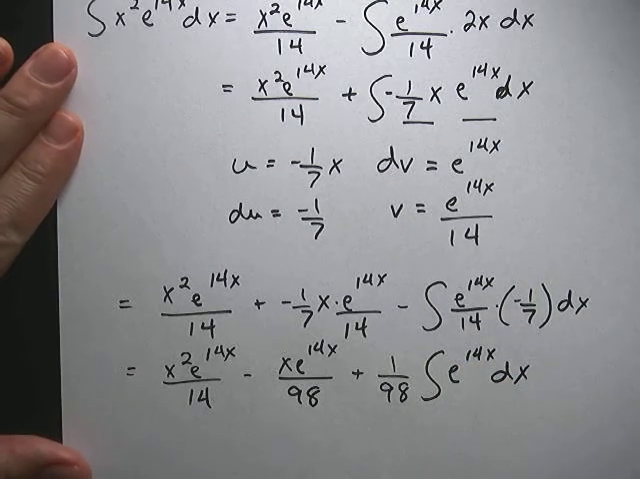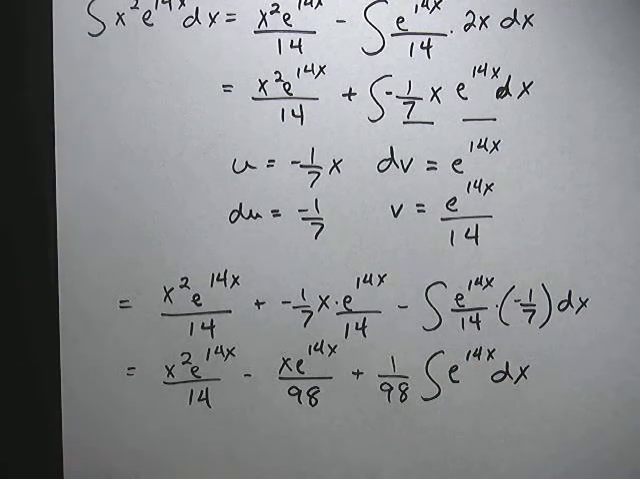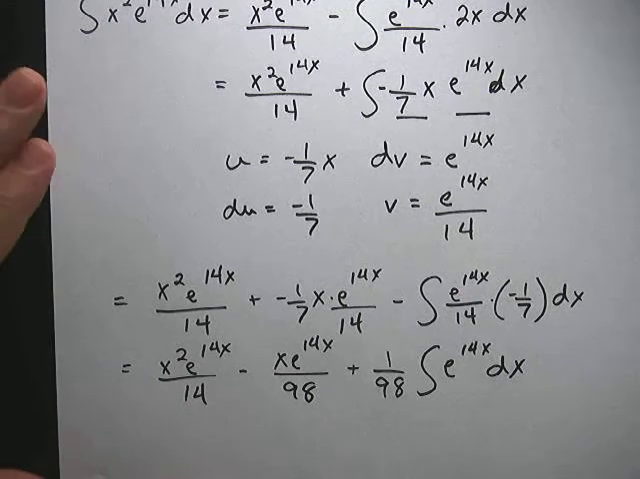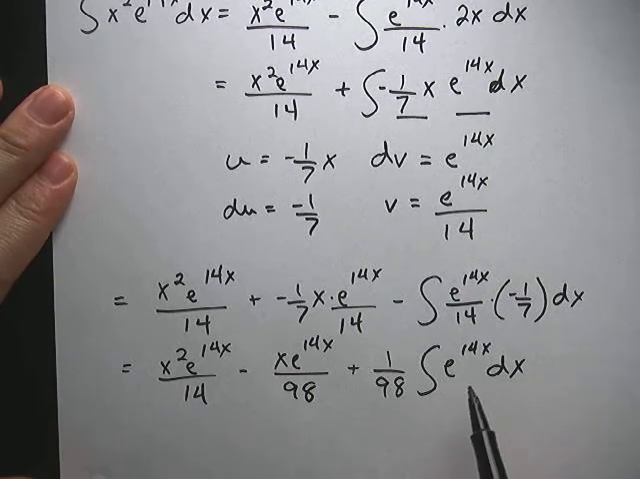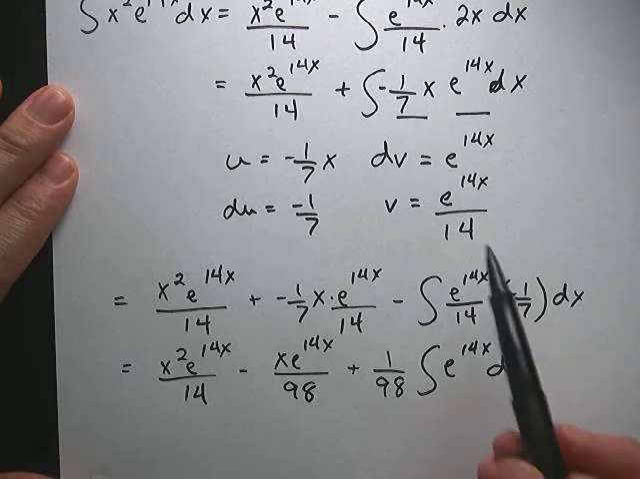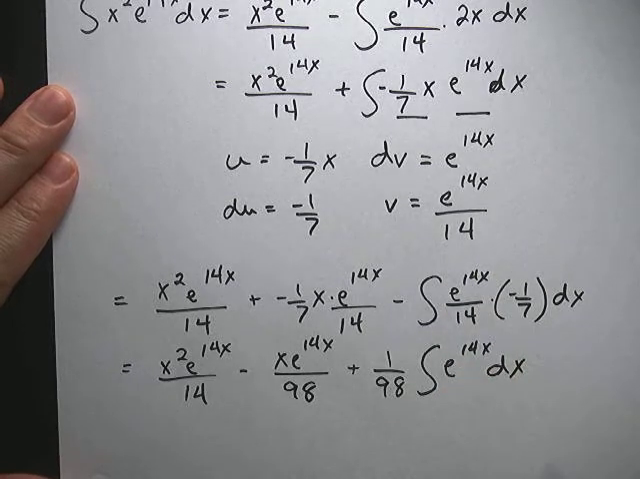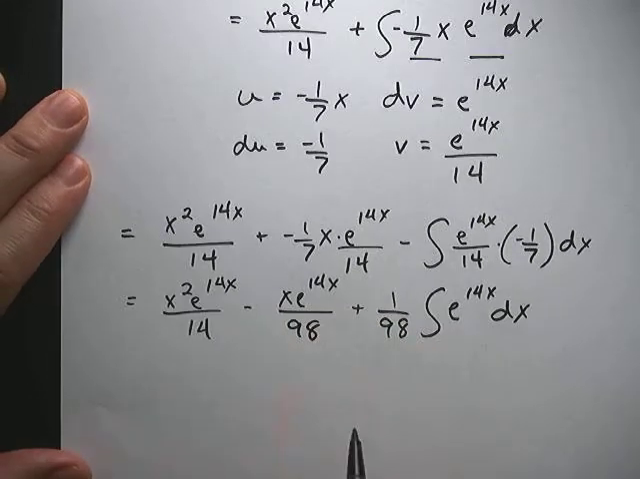Okay, so since we used integration by parts twice, we got rid of that x term, or it was x squared, then it turned into an x term, and now it's gone completely. So we know how to take the integral of e to the 14x. We've done it twice already. The integral of e to the 14x is e to the 14x divided by 14. So we're pretty much done with this problem. We just need to quickly write the answer to this integral, put a little plus c out there.